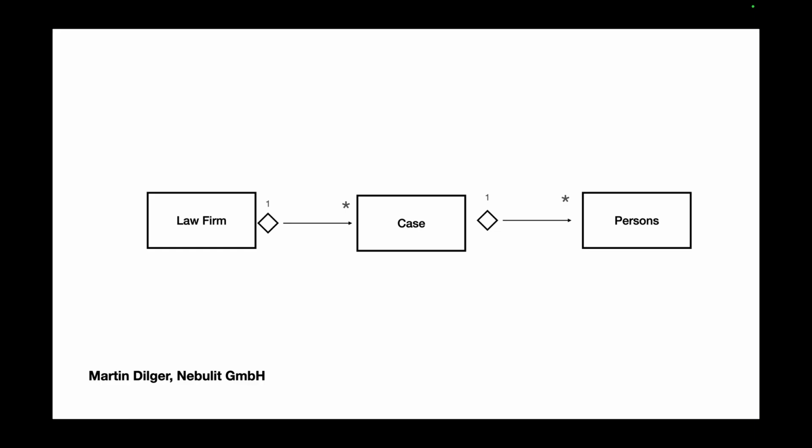Most developers will immediately think of a diagram like this. Looking at that, we have law firms which reference many cases, and the cases again reference many persons. Simple. And most developers will also immediately think about the relational schema. Which tables are involved? We have our law firm table, we have our cases table, we can set a few foreign key constraints, we have our persons table. These three tables are enough to get started. Let's build this thing state-based.